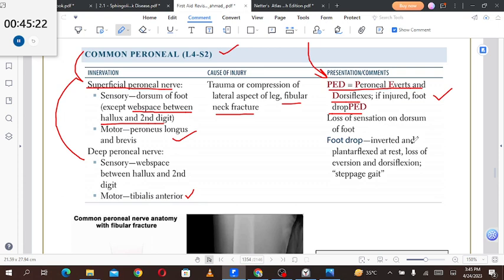Okay, foot drop: inverted, opposite to eversion, and plantar flexed, opposite to dorsiflexion, at rest. Loss of eversion and dorsiflexion is called a steppage gait. Steppage gait is characterized by common peroneal nerve injury.